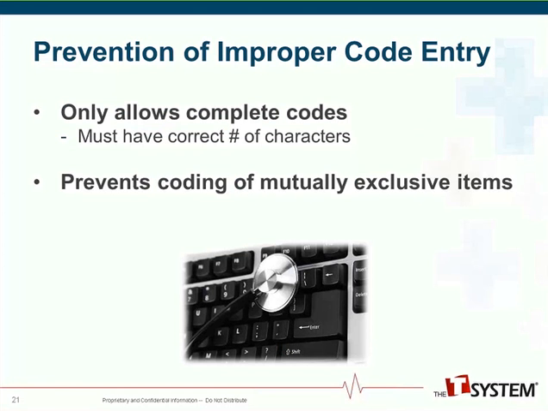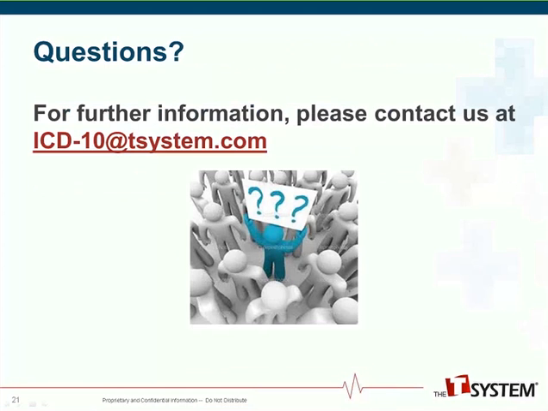And does it prevent the coding of mutually exclusive items? We talked about the Excludes1 list. So what if you did try to code secondary hypertension and hypertensive heart disease with chronic renal disease? Does it give you a hard stop and say, no, you're not supposed to do this? These are mutually exclusive. So those are some tips on what to consider when selecting a good encoder product for ICD-10.